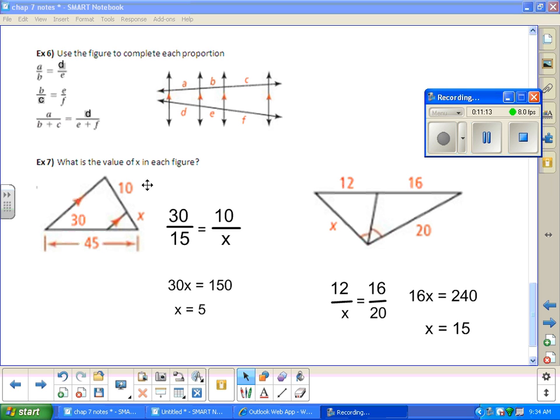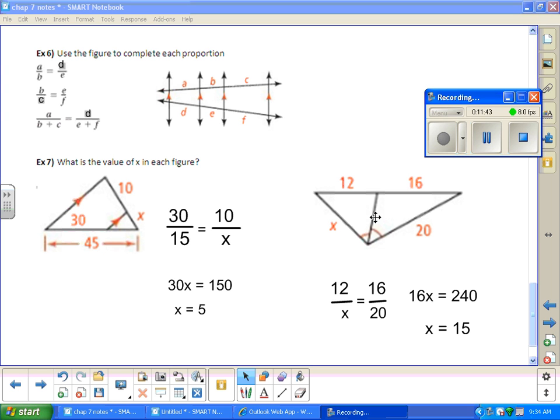Example 7, what is the value of X? I've gone ahead and written it as fractions. These two parts divided by, equals this fraction here, 10 over X. And the reason I did not write 45 was because the whole length is 45, so if you're using part of it as 30, the other part has to be 45 minus 30, which is 15. You cross multiply, you end up with 30X equals 150, you divide by 30, and you get 5.